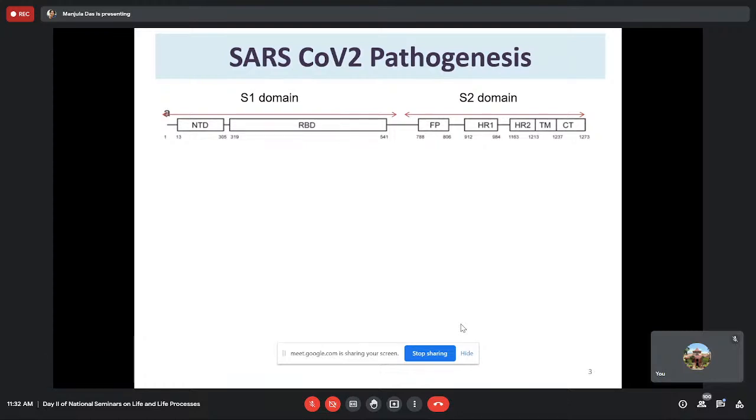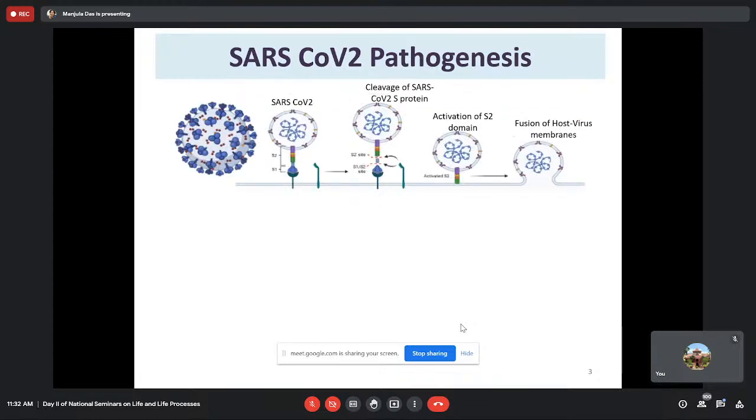When the virus attaches to the ACE2 molecule, which is the receptor, the protease present on the host cell surface cleaves the spike protein at its furin cleavage site and facilitates host-virus membrane fusion, resulting in the entry of the virus into the host system.